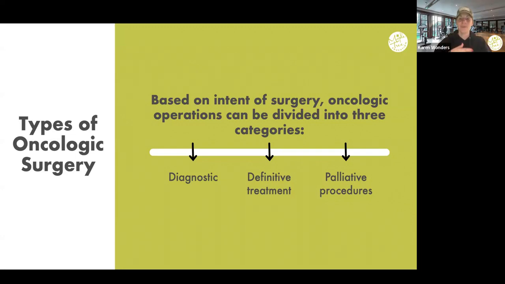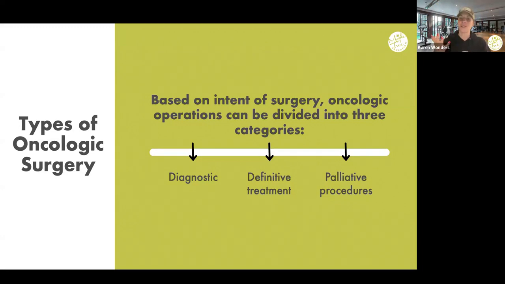The next one would be definitive treatment. This would be if you have a small localized tumor that has not yet spread to the lymphatic system, and it's in this one tissue of origin, and the surgeon can just cut it out and remove all the cancer cells. That's a definitive treatment surgery.